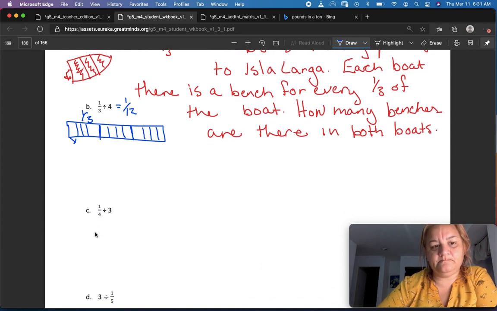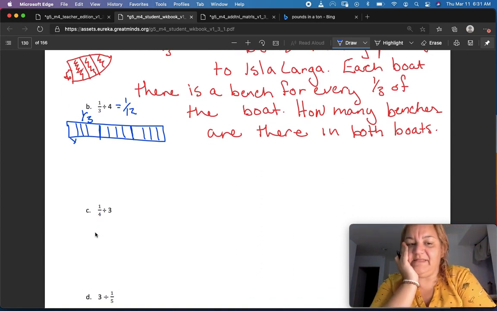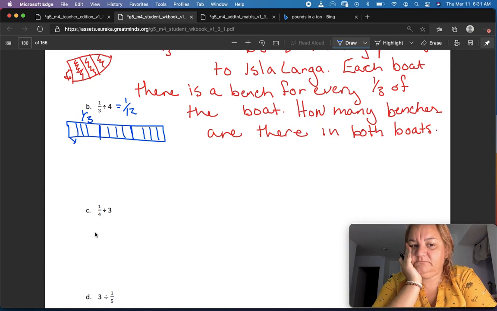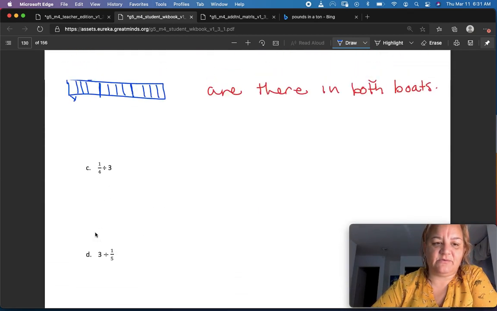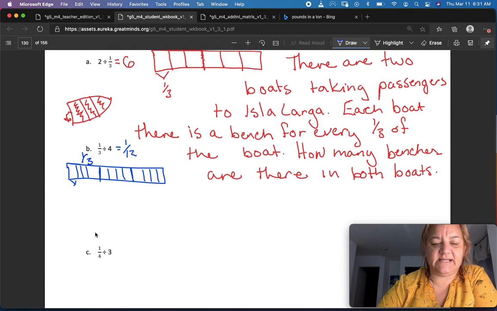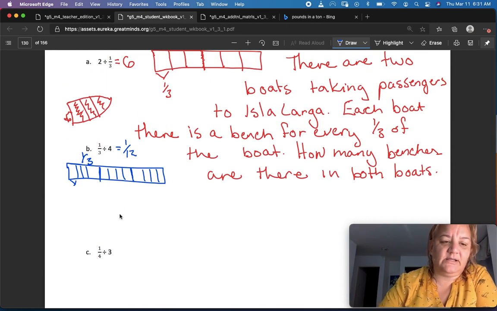All right, so story problem for that. Trying to think of my themes here. In fact, I might just make you write your own story problems here. You guys get the idea. So I'll do one more. 1/3 divided by 4.